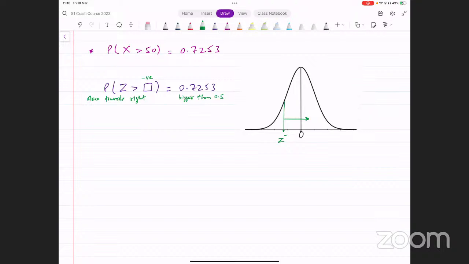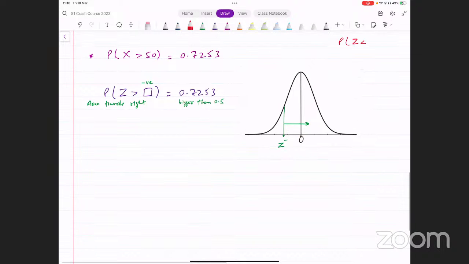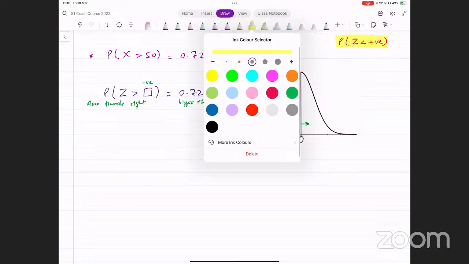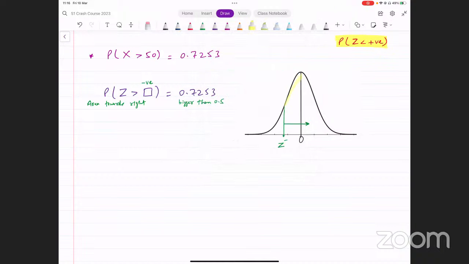Now, since z is a negative value, it's not the standard form. Remember, the standard form looks like this: z less than a positive number. This is the form that we need at the end. What we're given here is that the area to the right of this negative value z, how much is this? This area is 0.7253. So all of this region, this is 0.7253. You can write that here, 0.7253. That's this area.